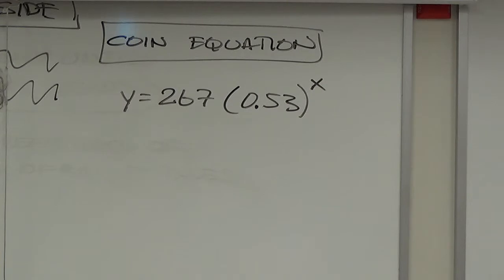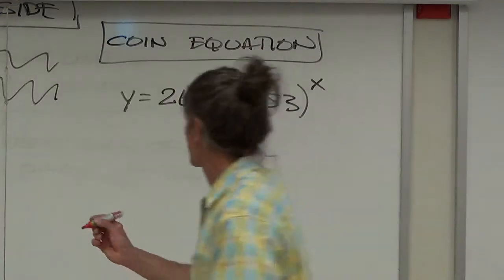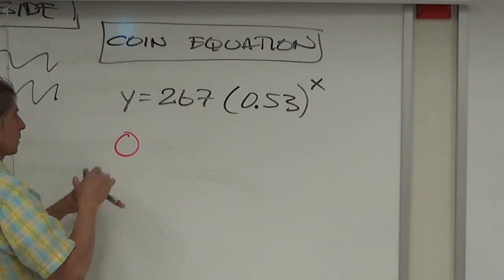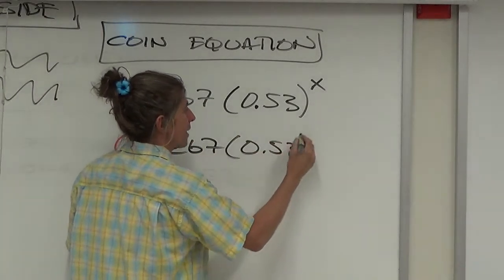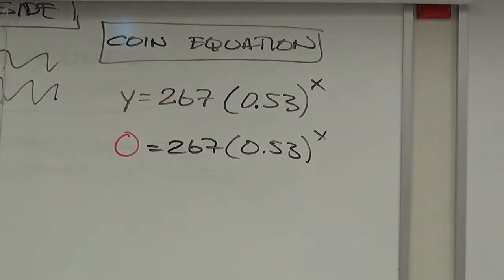So, if we assume that it can, we'll play your stupid game. That means 0 equals 267 times 0.53 to the x. Good. Solve that for x with me, shall we? Let's solve for x. How would you start solving that for x?